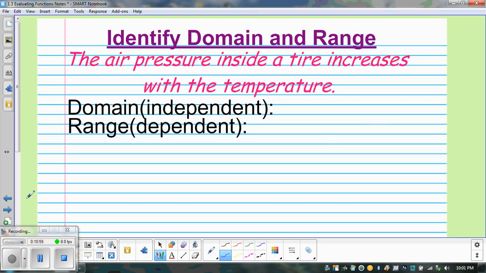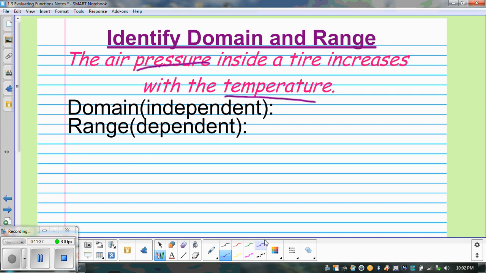The next example we're looking at is the air pressure inside of a tire increases with the temperature. So if you've ever driven in the Arizona heat, think about that for a moment. Which depends on the other? Does the pressure inside the tire depend on the temperature, or does the temperature depend on the pressure inside the tire? You definitely see evidence of this in the real world when you are driving on the freeways here in Phoenix, Arizona, when the pressure inside the tire gets too much and the tire explodes and you see pieces of the tire all over the freeway.